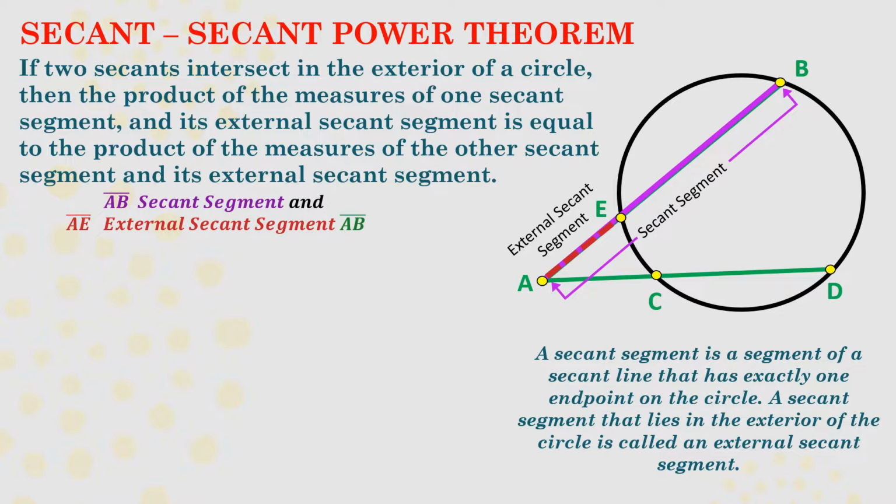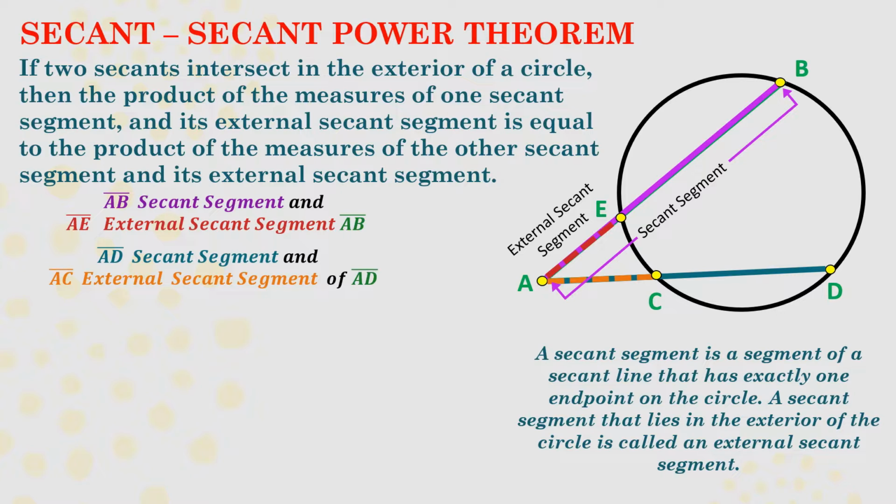Therefore, we can say that AB is the secant segment and segment AE is the external secant segment of secant AB. Then on our other secant, we have segment AD as our secant segment, and segment AC is our external secant segment of AD. So we have AD is the secant segment and AC is the external secant segment of AD.